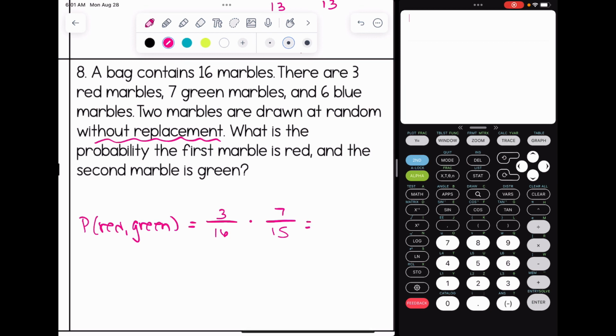And now let's just simplify this. So I'm going to use my calculator to do so. So I have 3 over 16 times 7 over 15. And I'm going to put that back as a fraction, and I get 7 over 80 as my probability for number 8.